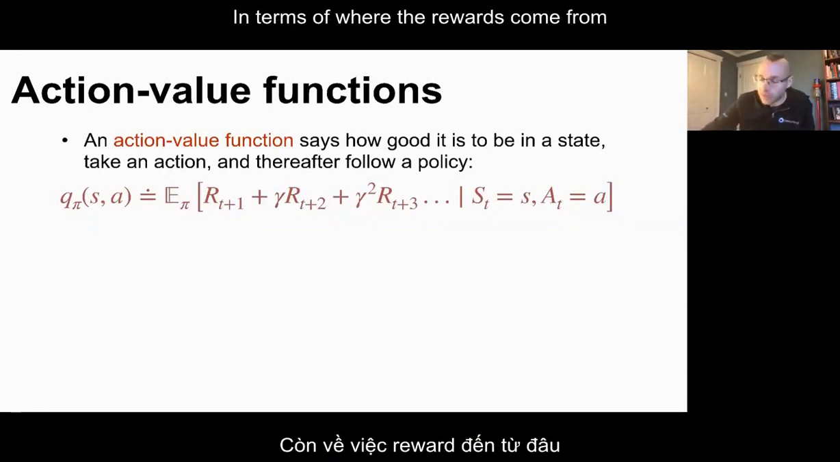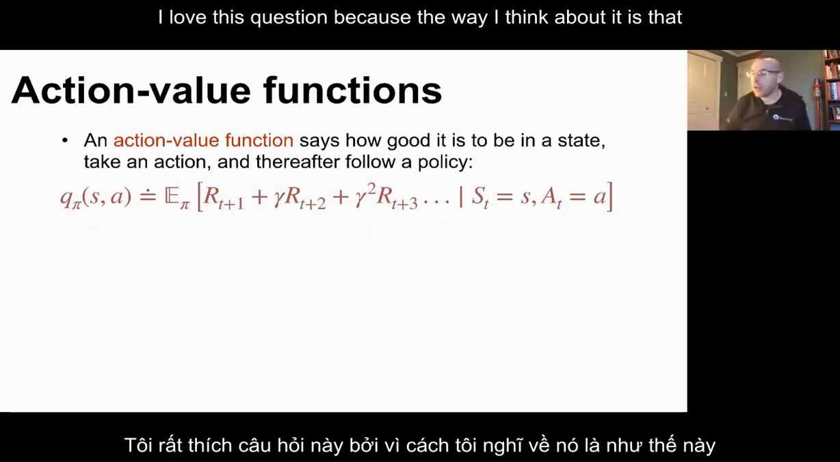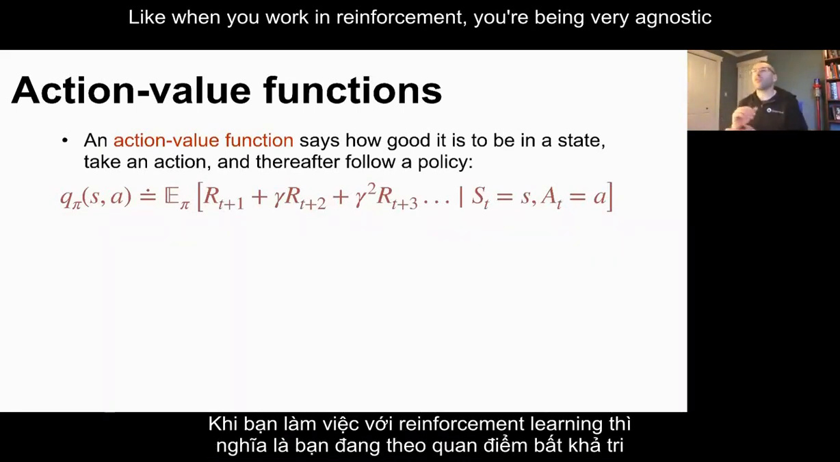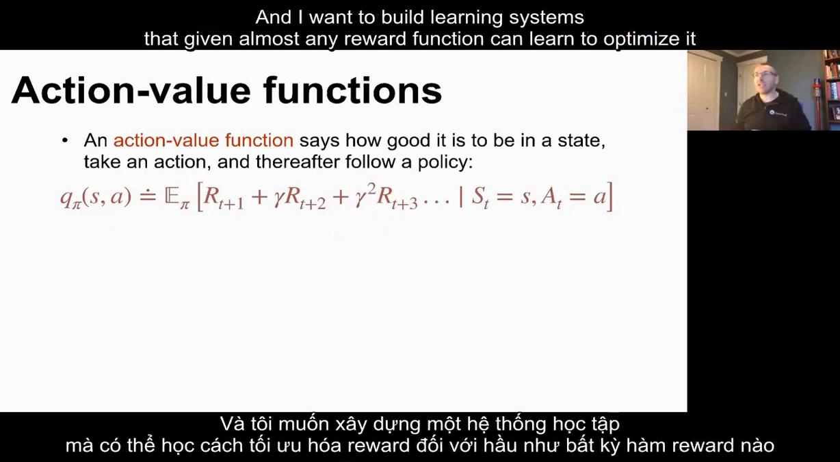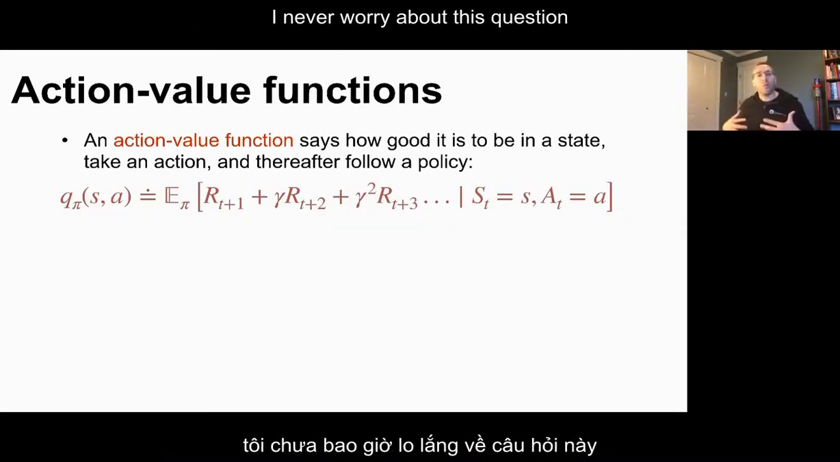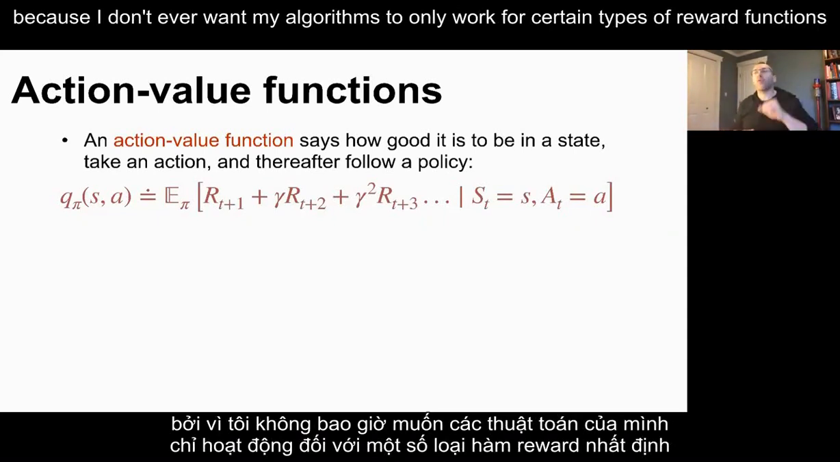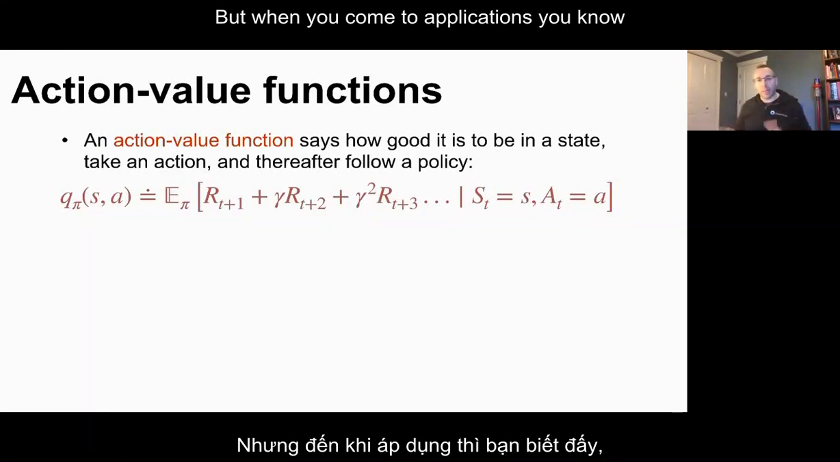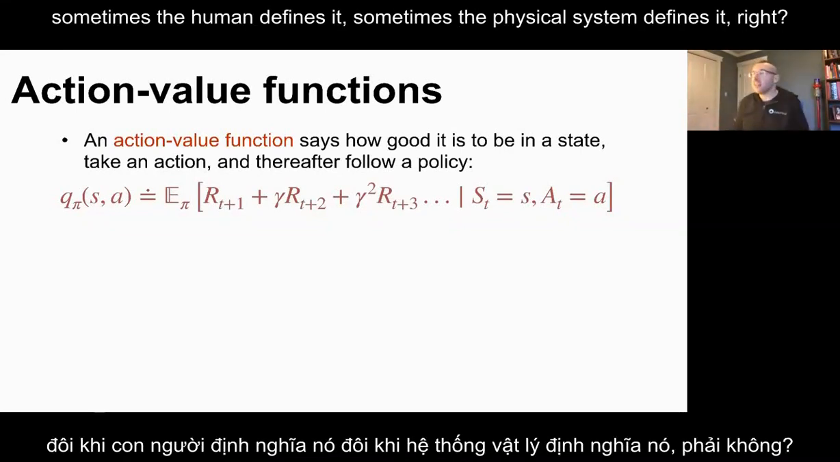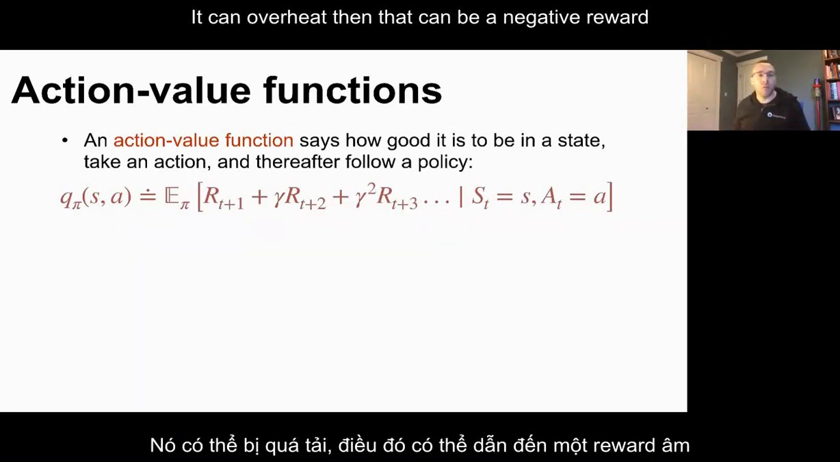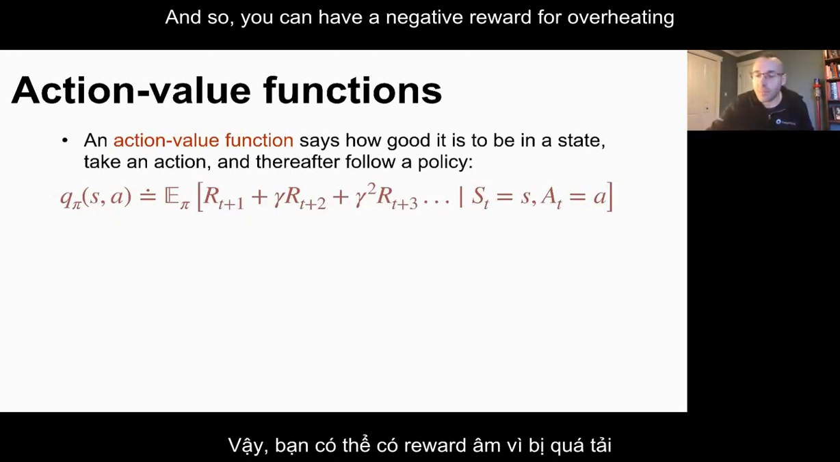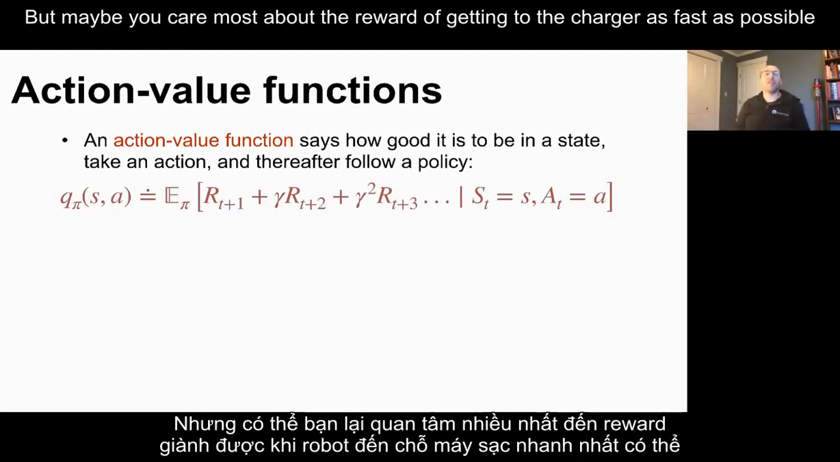In terms of where the rewards come from, I love this question because the way I think about it is that when you work in reinforcement learning, you're being very agnostic. You're saying, I don't care where the reward comes from. It's some defined thing outside the agent, and I want to build learning systems that, given almost any reward function, can learn to optimize it. So in some sense, as a researcher, I never worry about this question because I don't ever want my algorithms to only work for certain types of reward functions. But when you come to applications, sometimes the human defines it, sometimes the physical system defines it, right? If you have a robot and it can overheat, then that can be a negative reward. And so you can have a negative reward for overheating, but maybe you care most about the reward of getting to the charger as fast as possible.